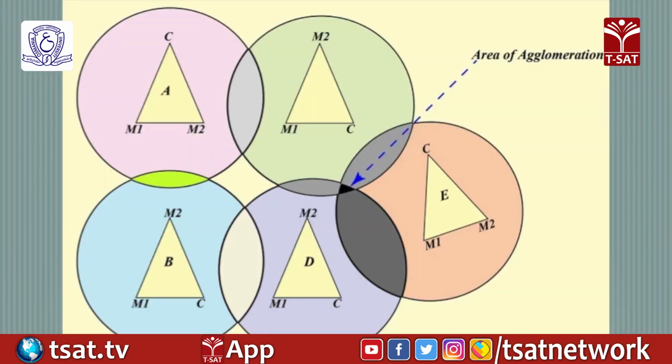Now let me explain to you the effect of agglomeration. Having combined the effect of transport and labor cost, Weber thirdly examined the effect of industry's tendency to agglomerate. Please refer to figure 3, A, B, C, D and E.